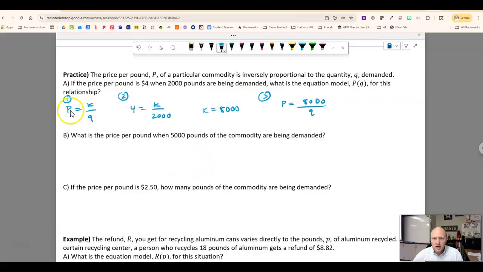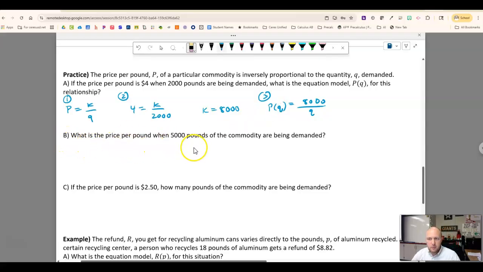Okay, hopefully you got P equals K over Q, and we substitute in the given information. $4 is equal to K divided by the quantity, which here it's 2,000. So we can solve for K, multiply both sides by 2,000, you get 8,000. So here is your equation. The price is equal to 8,000 divided by the quantity. Or if they really want function notation, you can write P of Q. P of Q.